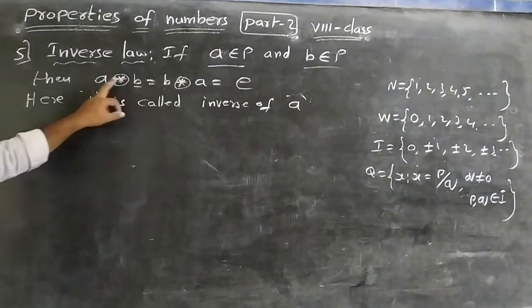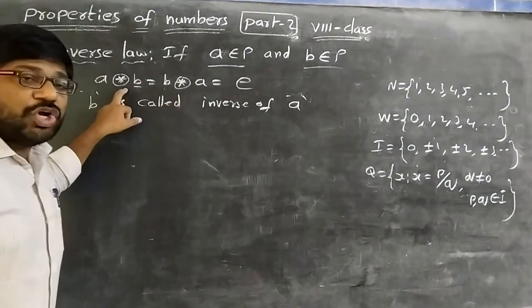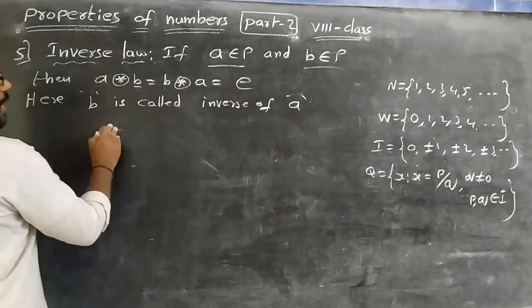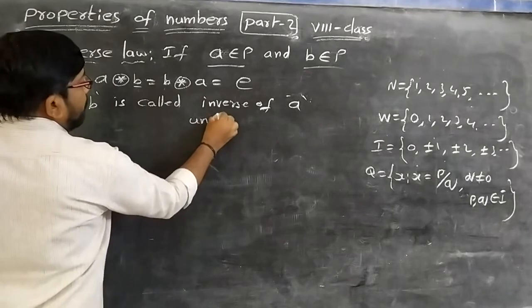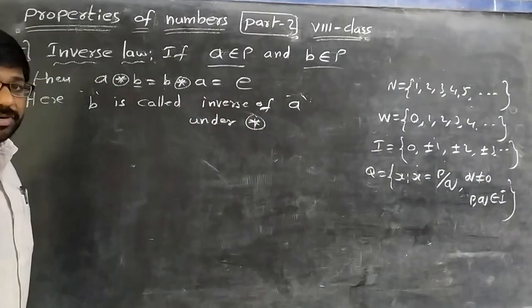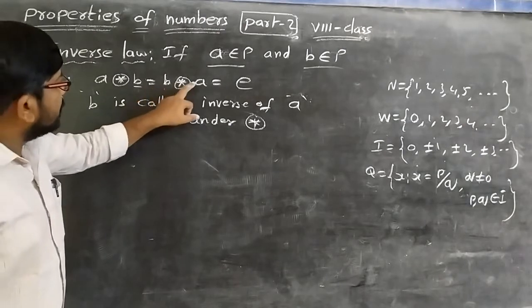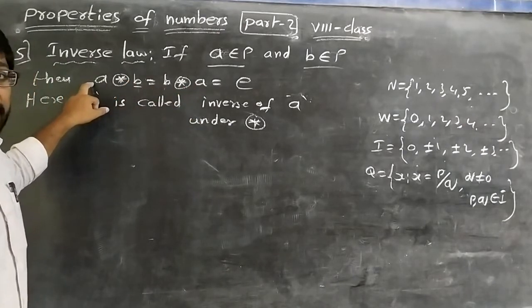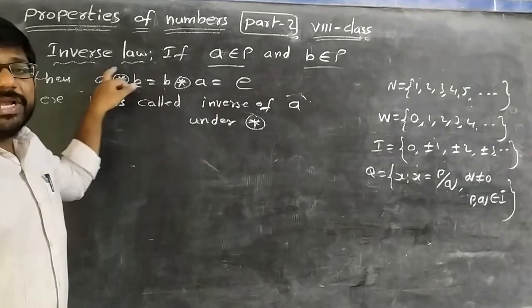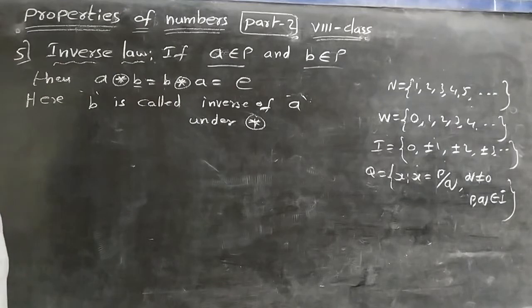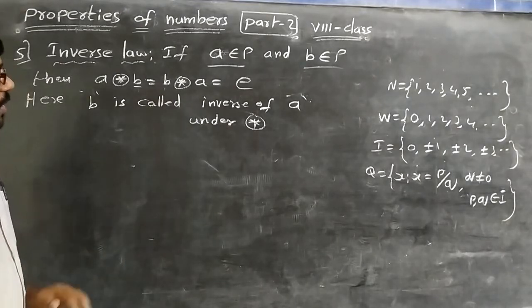B is called inverse of A under which operation? Under the star operation, right? And A is called... So if B is called inverse of A, then A is called inverse of B. Both are inverses to each other, right? So this is the inverse law.